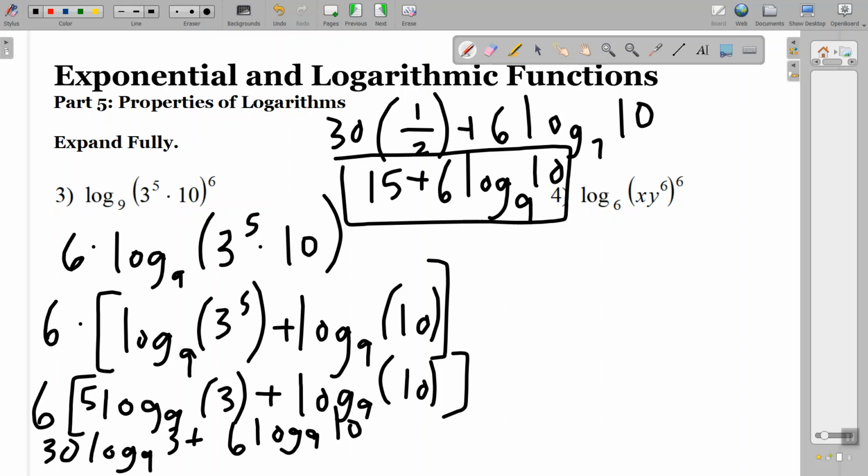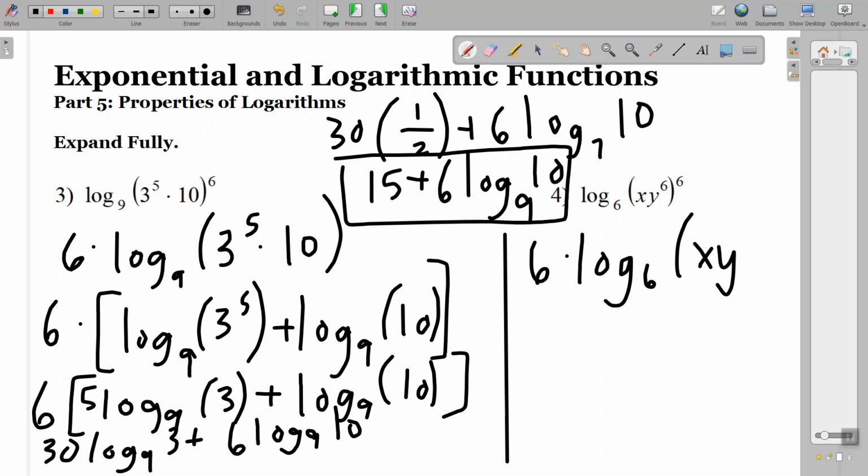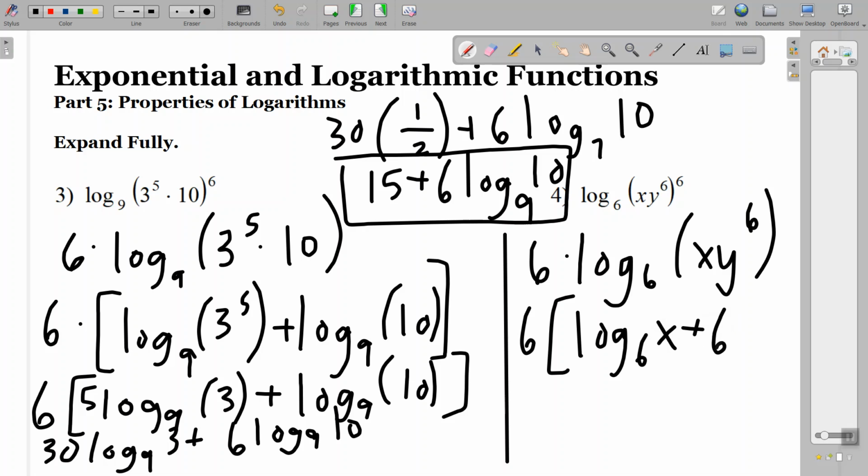All right, finally one more. I'm going to go through this one a little bit more quickly. We have 6 times log base 6 of x y to the 6th. So 6 times log base 6 of x plus, I'm going to skip a step here, log base 6 of y to the 6th, and then I'm going to go ahead and put that 6 in the front. 6 times log base 6 of x plus 6 log base 6 of y. Sorry, this is so messy.